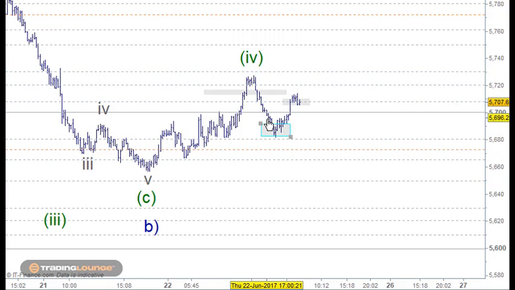So this move down here counts as 5 waves here, and this move up through here so far counts as an A and a B and a C wave up here. I'll double check that in a moment. So that's why if at any stage the market moves down back through this 5-7 here, then it will create overlapping wave structures within this structure here, and we can look to short.